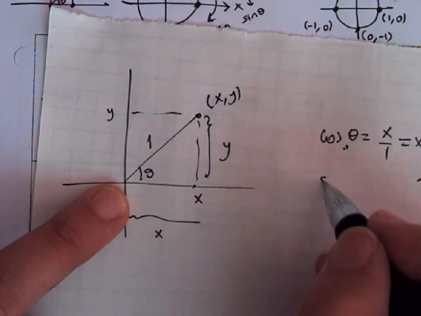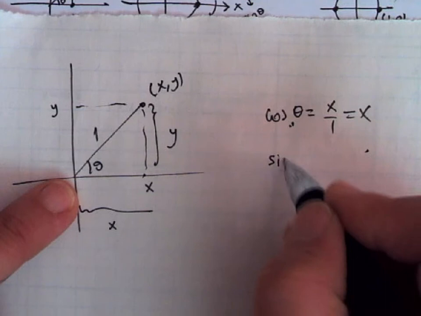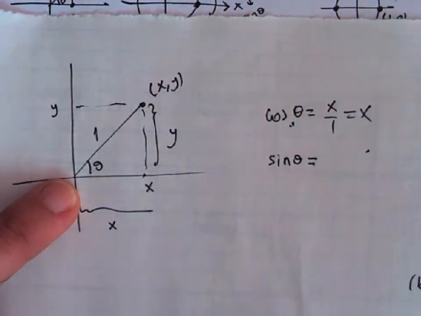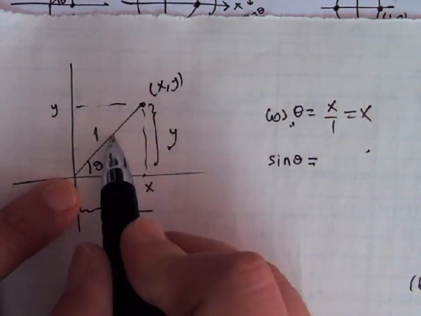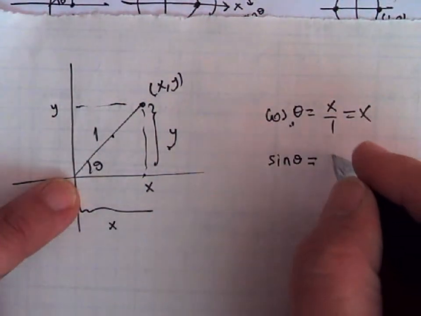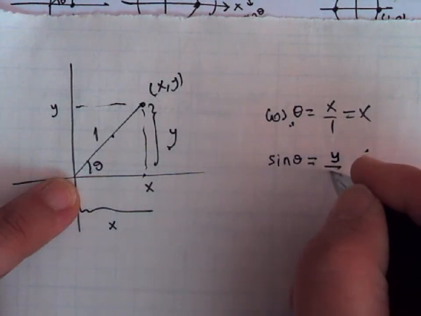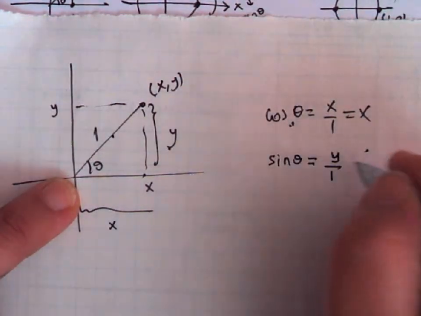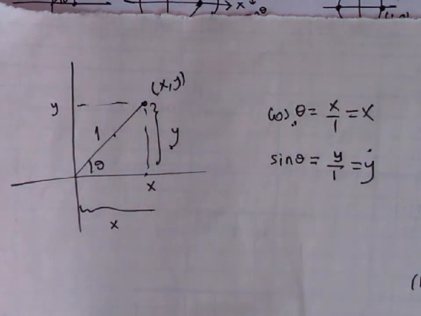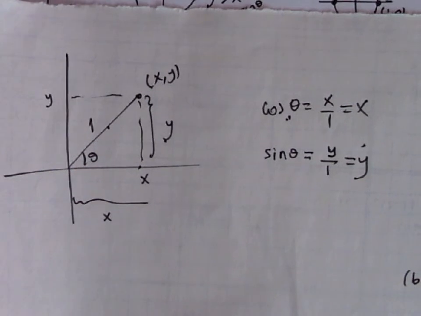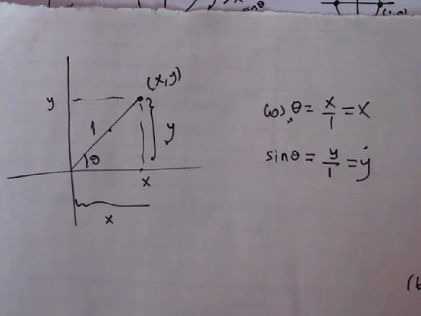And if you do sine theta, it is opposite over hypotenuse. What is opposite? y. What is hypotenuse? 1. So opposite over hypotenuse, y over 1, which is y. Now we prove that sine theta is the y coordinate. Is that okay? Alright.